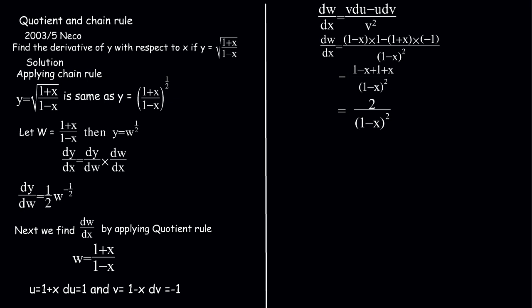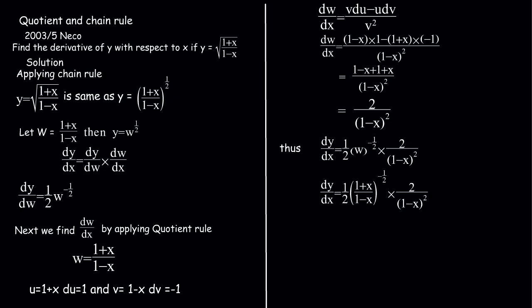Now, substituting for dy over dw and dw over ds in our original chain rule formula, dy over ds will be equal to half w raised to the power of minus half times 2 divided by (1 minus s) squared. That is, dy over dw is half w raised to the power of minus half, and dw over ds is 2 divided by (1 minus s) squared. Simplifying further and remembering that w originally is equal to 1 plus s over 1 minus s, we are going to be substituting for w back in the equation.